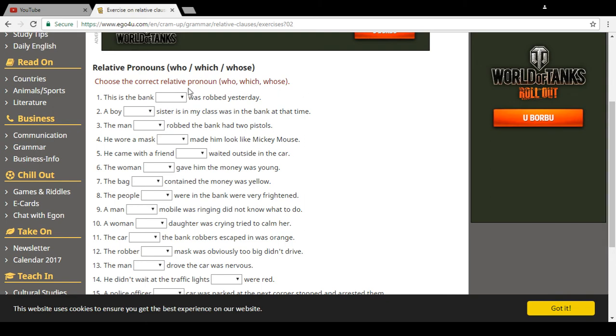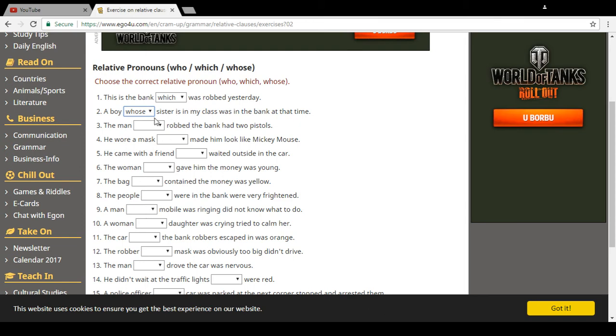Ok, this is the bank which was robbed yesterday. Which was robbed yesterday? Ovo se dakle odnosi na čitavu rečenicu, na čitav izraz. Which, ne možemo koristiti u ovom slučaju ni who ni whose. Ne radi se o prisvojnim pridjevima, niti o prisvojnim zamjenicama. A boy whose sister is in my class was in the bank at that time. Dakle, ovdje se radi o dječaku čija je sestra u mom razredu. Znači, nešto je possession, normalno ćete staviti whose.